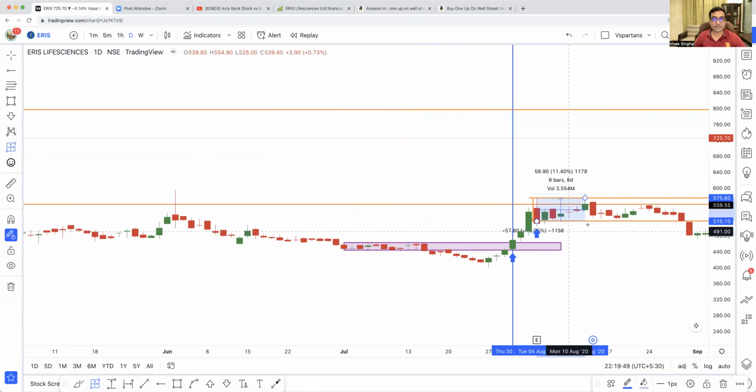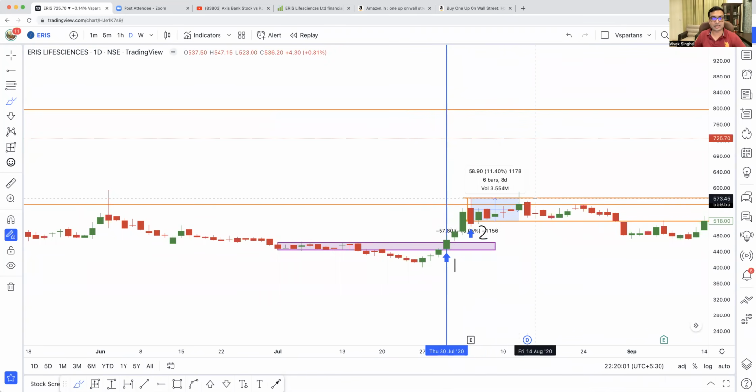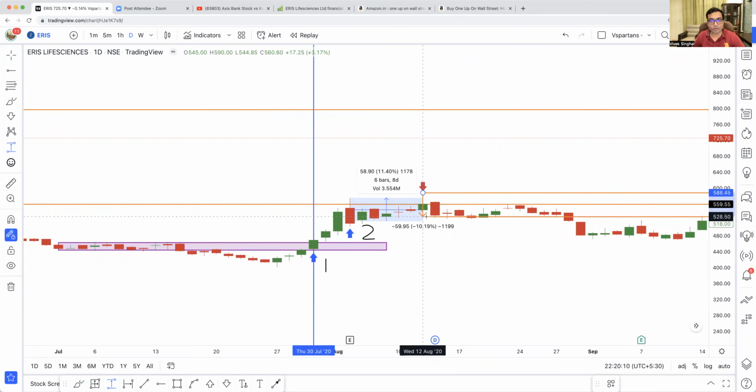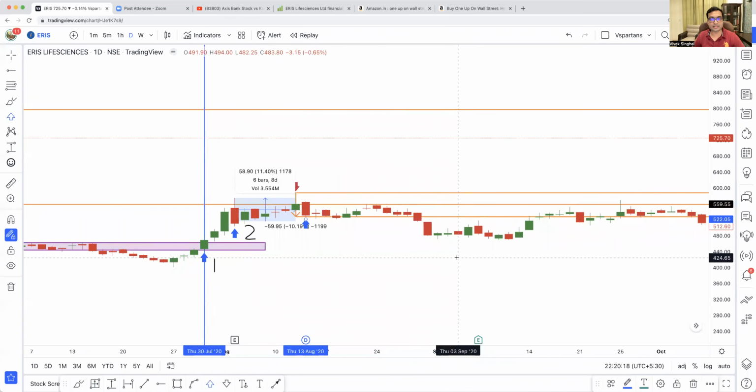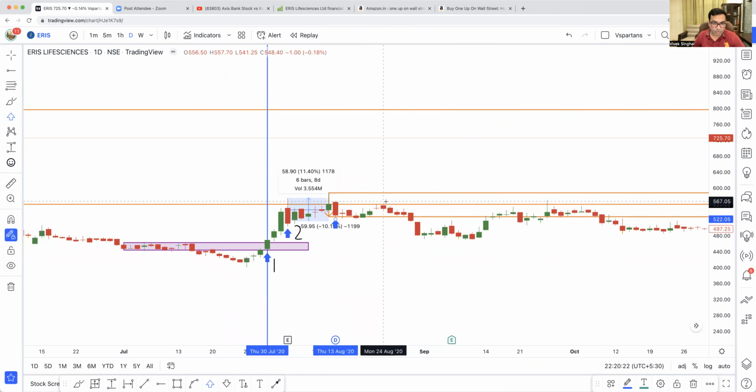Again, now after hitting this target, we have just one trade open. This one. We had taken one trade here and a second trade here. So this second trade is over now. The target is achieved. And after achieving this target, it came down again by 10%. We bought it again for the same target. And now it started moving up.